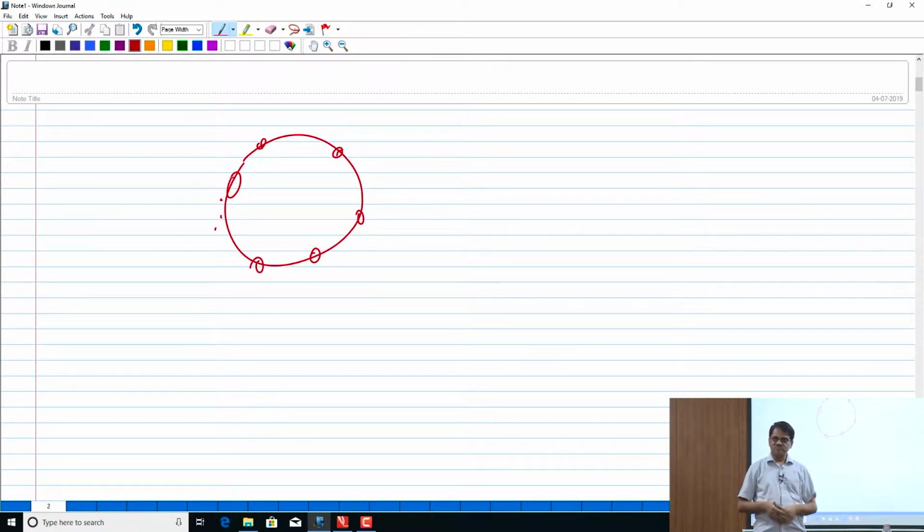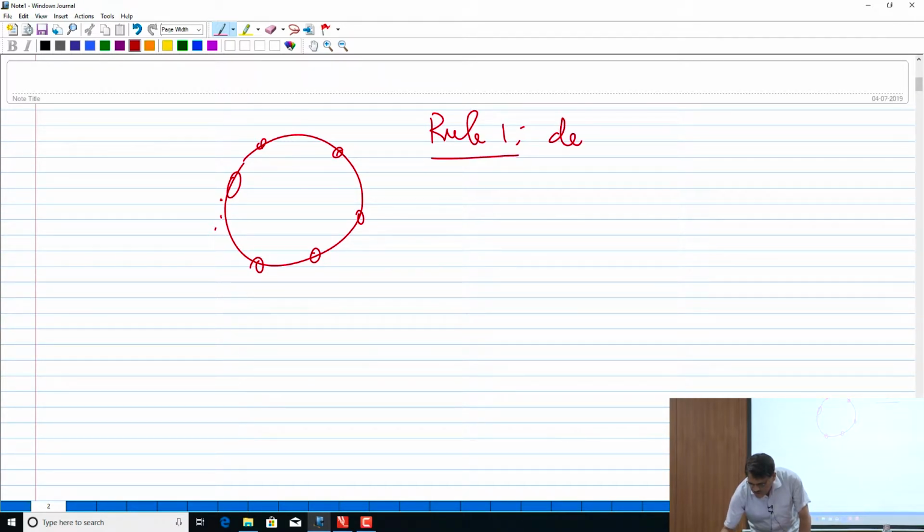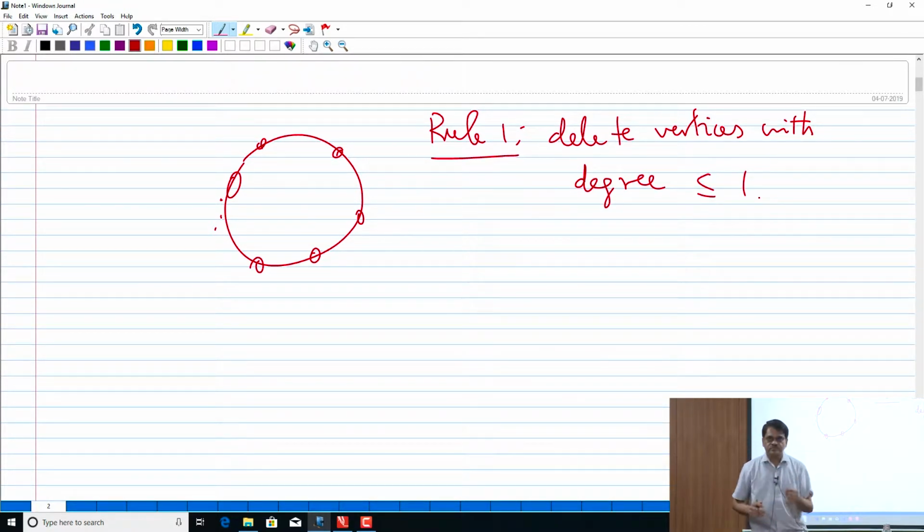Isolated vertices, get rid of them. Degree 1 vertices, what do you want to do? Delete them, right? Because they are not covering any cycle. It's not like for vertex cover where you pick the neighbor, no, you just delete them. Because I am trying to cover cycles, degree 1 vertices are not going to cover cycles. So we will have rule 1: delete vertices with degree less than or equal to 1. Okay.